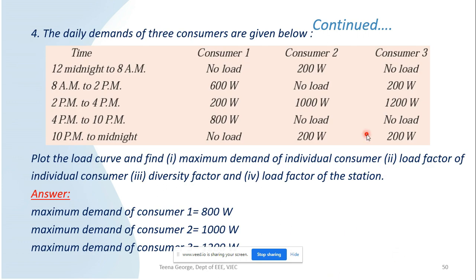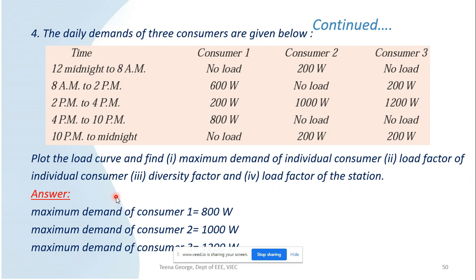Now we are asked to find the maximum demand of each individual consumer. From the data itself, for consumer 1 it is no load, 600 watts, 200 watts, 800 watts, and no load. So the maximum demand is 800 watts. For consumer 2, it is 200, no load, 1000, no load, 200. So it is 1000 watts. For consumer 3, it is 1200 watts. That is the maximum demand of each individual consumer.